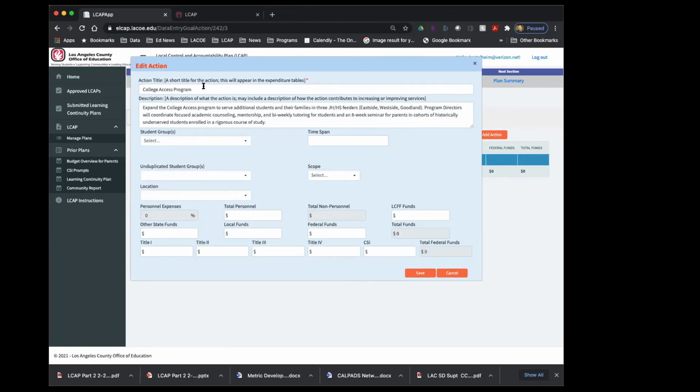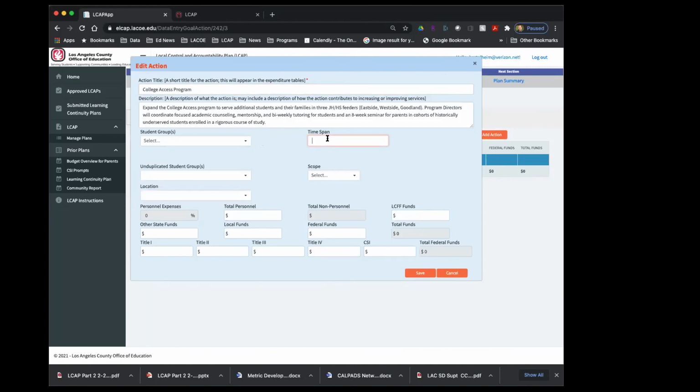So here's our short action title, and here's our description of the action, and you'll recognize it from earlier in the presentation. What we'll need to do moving forward is identify the student groups this targets. And this is all student groups. This isn't simply your unduplicated pupil groups. And you can see I've got all of my student groups here. If we need to modify this to add additional student groups that we may not have included here, please let us know. We can add more student groups to the plan.